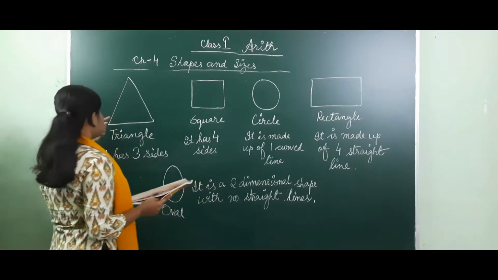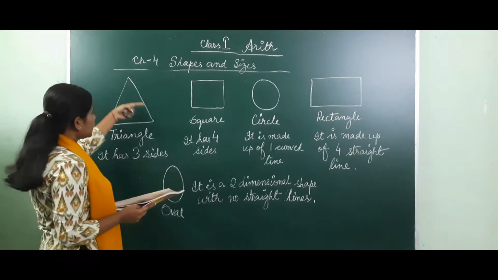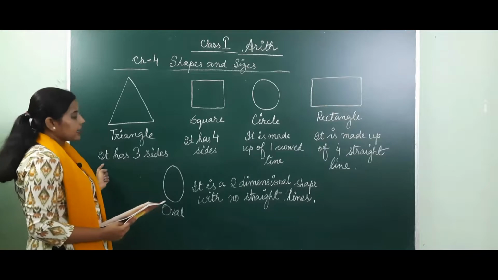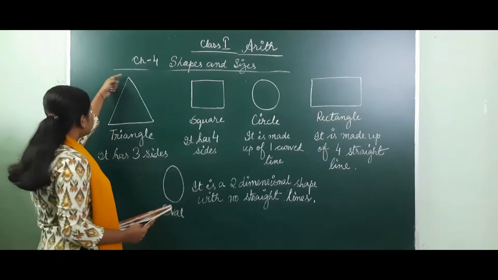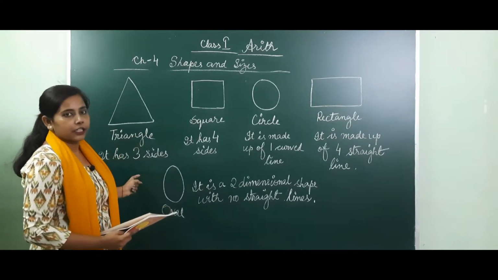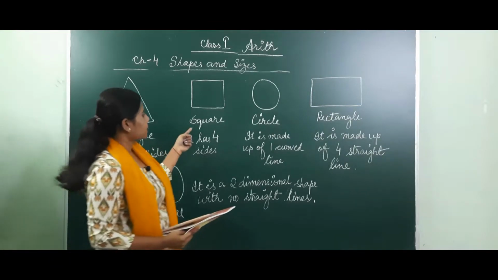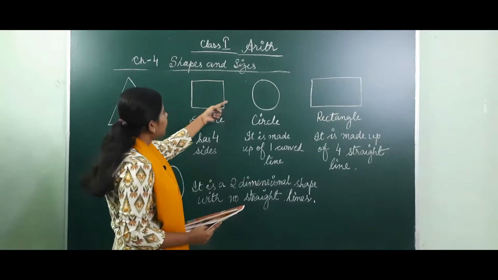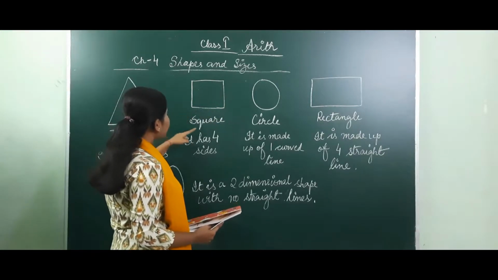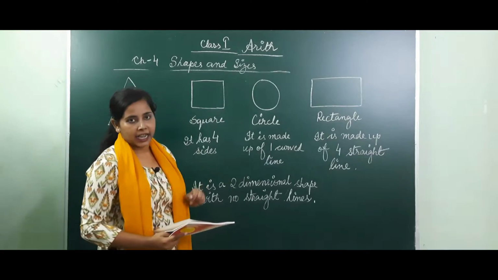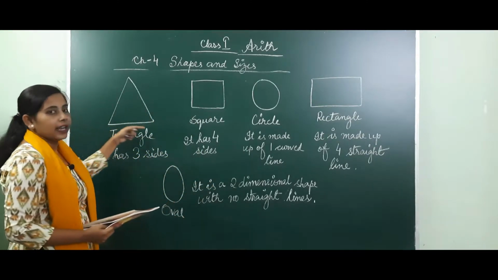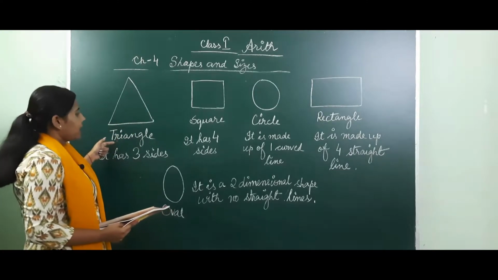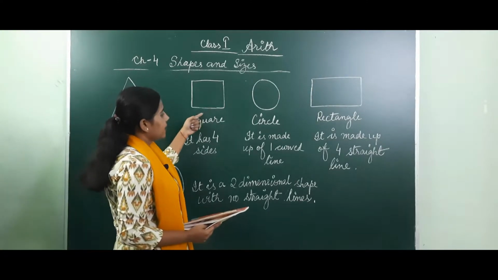Number 1, triangle. Look at the blackboard, you can see a triangle. How many sides does a triangle have? 3 sides. 1, 2, 3. Square has 4 sides. 1, 2, 3, 4. These squares are made up of 4 straight lines. Remember, these are straight lines. 3 straight lines make a triangle, and 4 straight lines make a square.